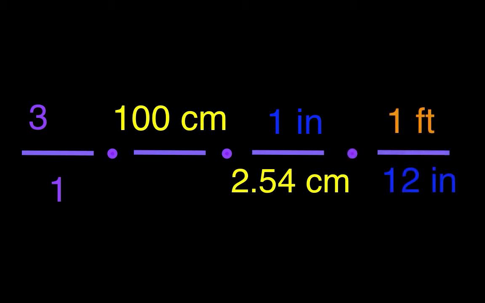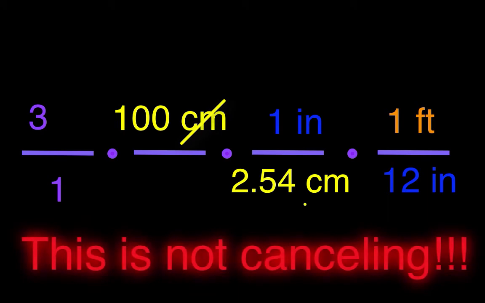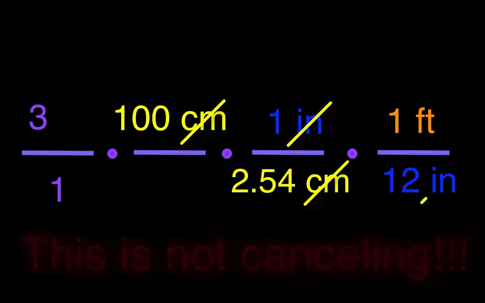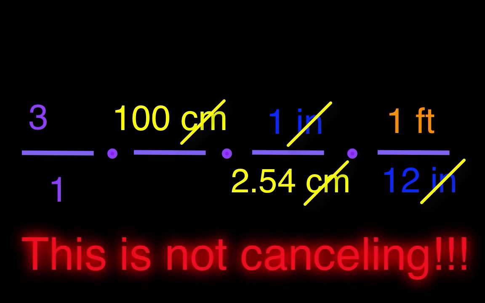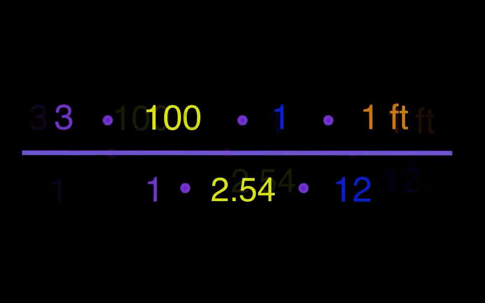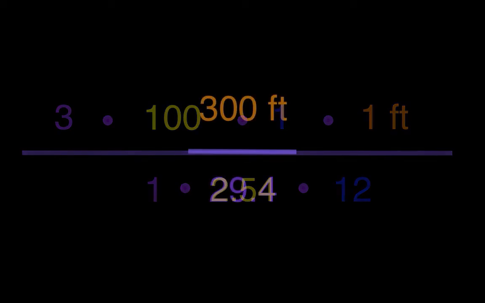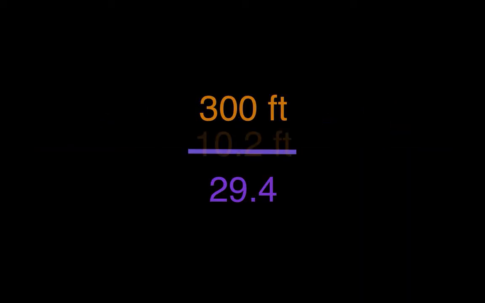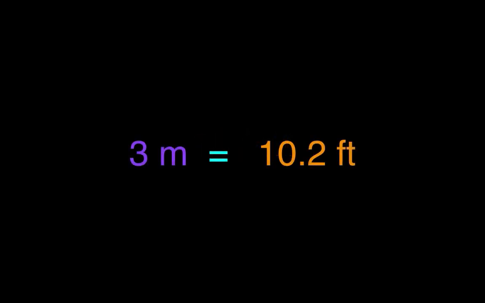My units of centimeters will divide to 1 with the units of centimeters in the denominator. This is division and not canceling. And my units of inches will divide to 1 with my units of inches in the denominator. Again, this is division and not canceling. Now our problem has become much simpler. We can multiply all the numbers in our numerator and all of our numbers in our denominator to get one ratio. And finally, we can divide to find our converted value. 3 meters is equal to approximately 10.2 feet.